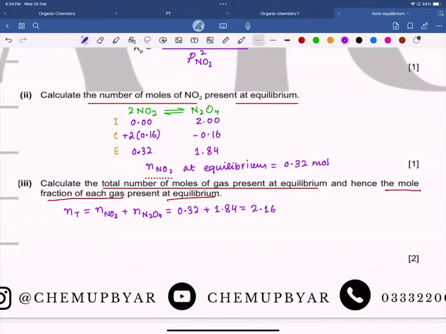Are we getting 2.16 as the total moles? Is this clear? Yes, sir. Okay. Now, Hamza, can you tell me how I will find the mole fraction of NO2? The mole fraction of the nitrogen dioxide, NO2.